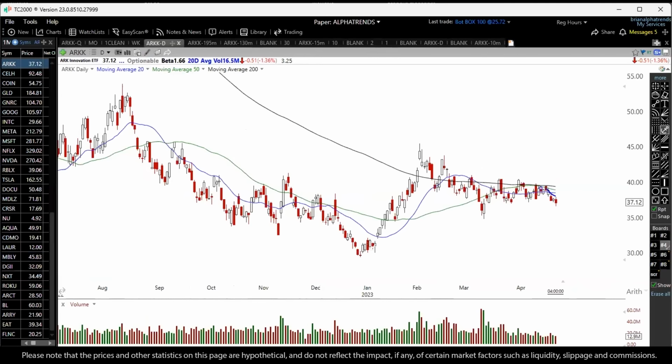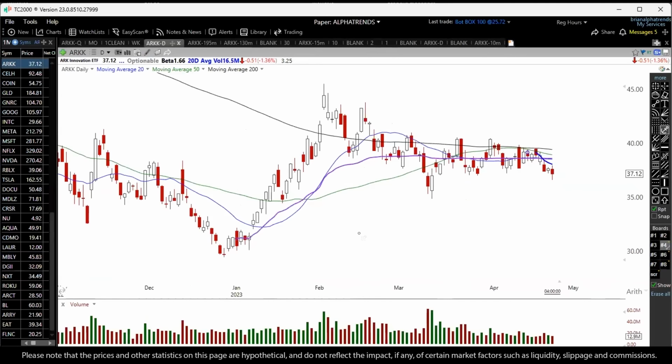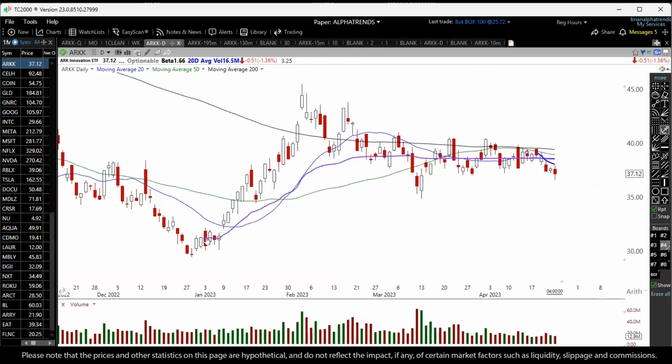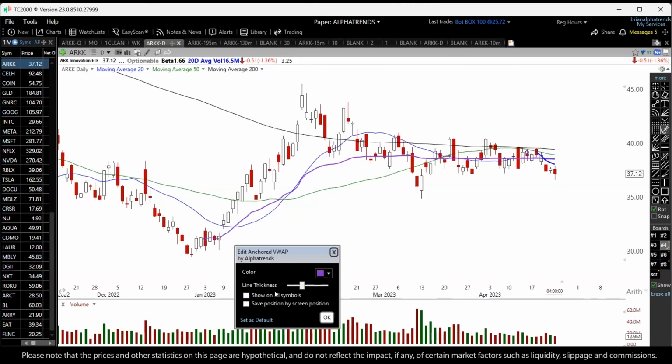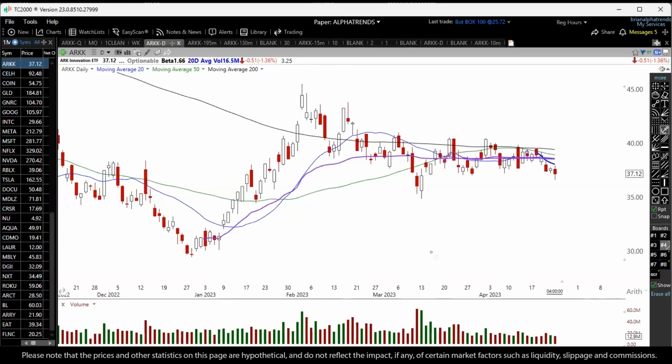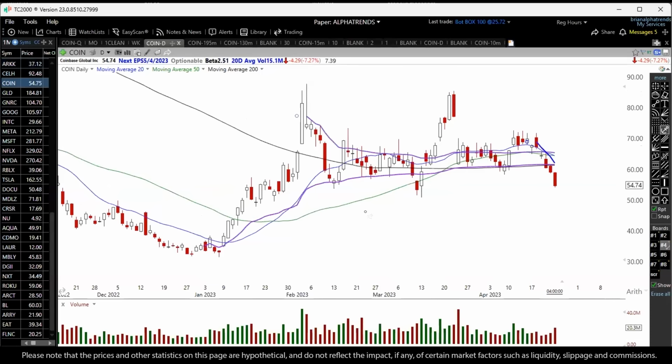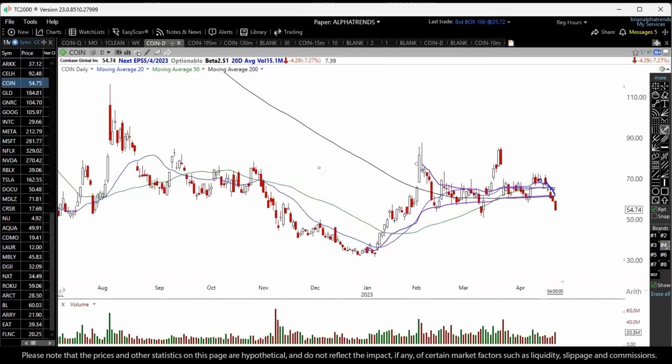There's the year-to-date anchor. So I don't know why that didn't stay on there. I'm completely ignoring my PowerPoint so far. Because I'm a trader, and this is what I like more. So Coinbase, it's failing at the year-to-date VWAP.